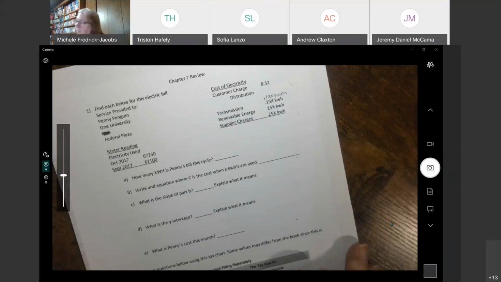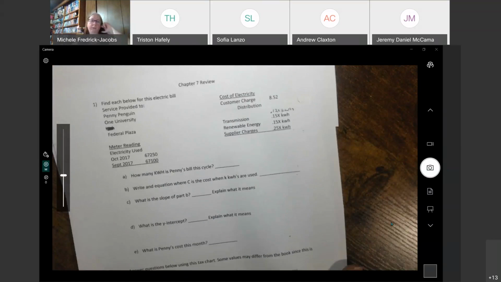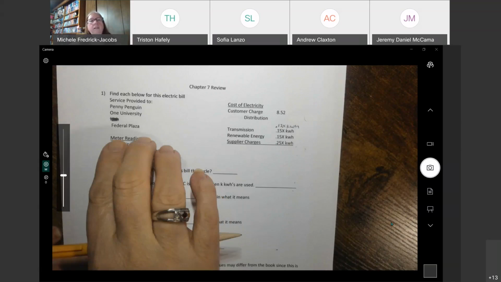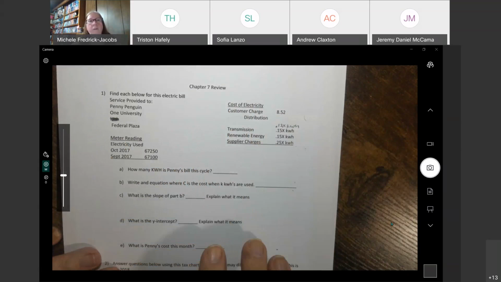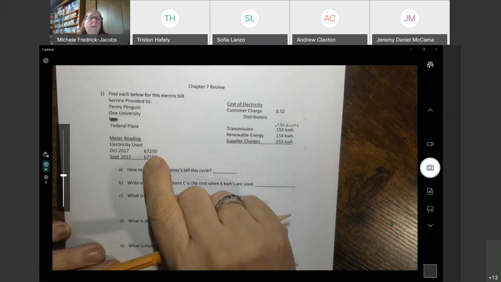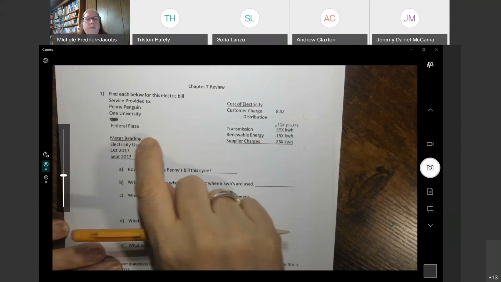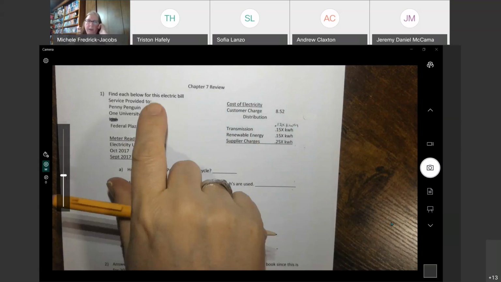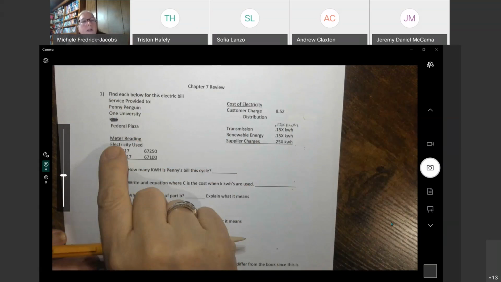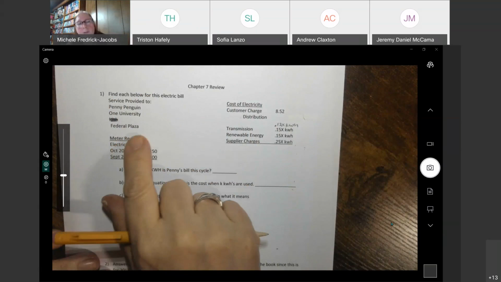Okay. But when you get an electric bill, they usually look like this. Sometimes things might be in a different order. Electric, gas, water, they all work like this. But sometimes where the ratings are and stuff is in a different spot. But it will have an address and your name. And then it will have your meter reading.